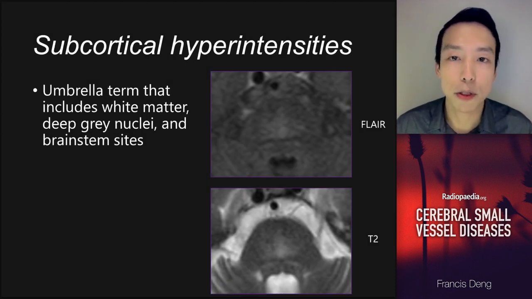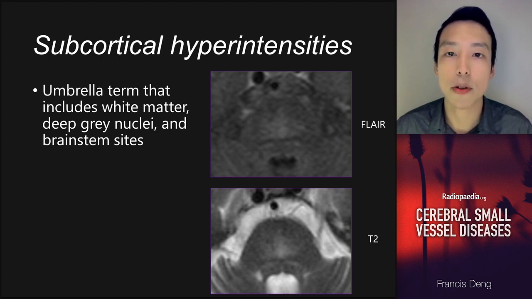The STRIVE group noted that commonly in small vessel diseases, you also have T2 hyperintensities in non-white matter areas, such as the thalamus or the brainstem. And so these were grouped in an umbrella term of subcortical hyperintensities. So that includes white matter, that includes deep gray nuclei, and that includes the brainstem. And this is an example of a pontine T2 hyperintensity, both on FLAIR and on T2.